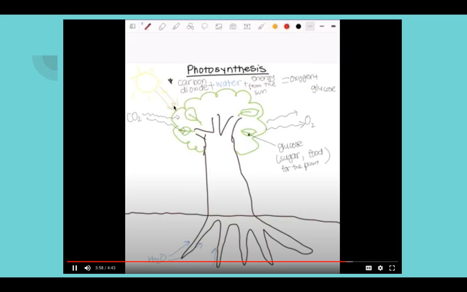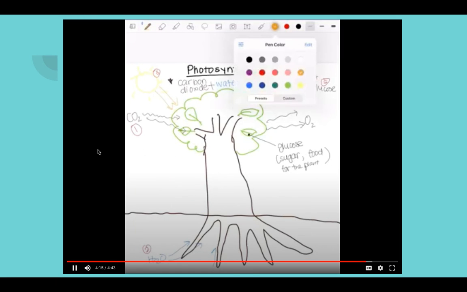We know that we need the sun's rays or else photosynthesis can't happen. So as we label everything, we know that we need carbon dioxide, we need our sun, we need the water, and we get our oxygen and then eventually our glucose.